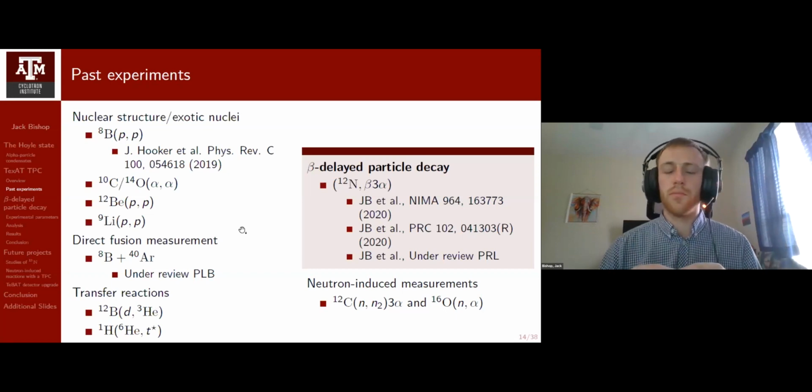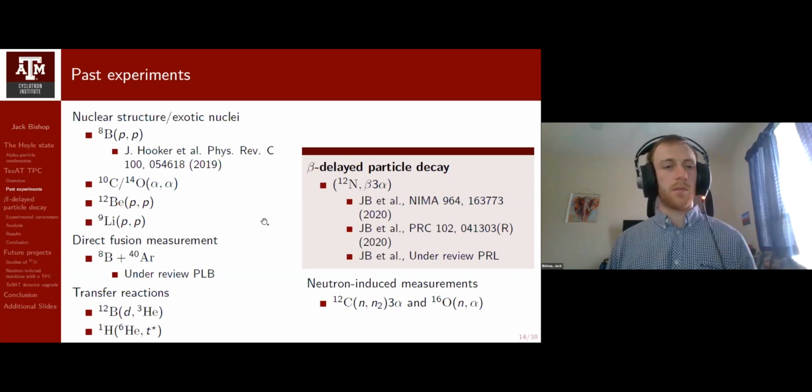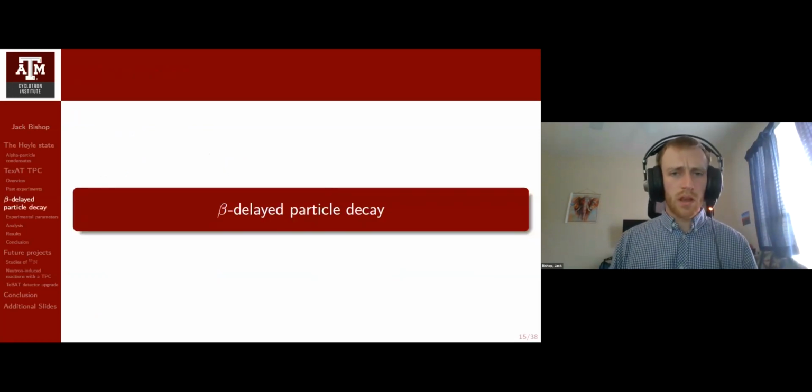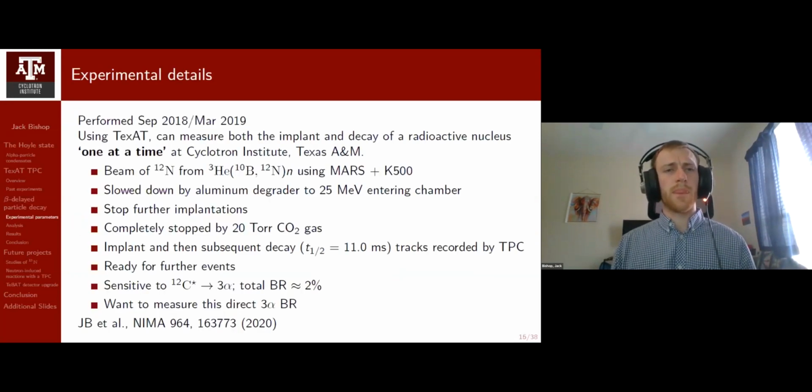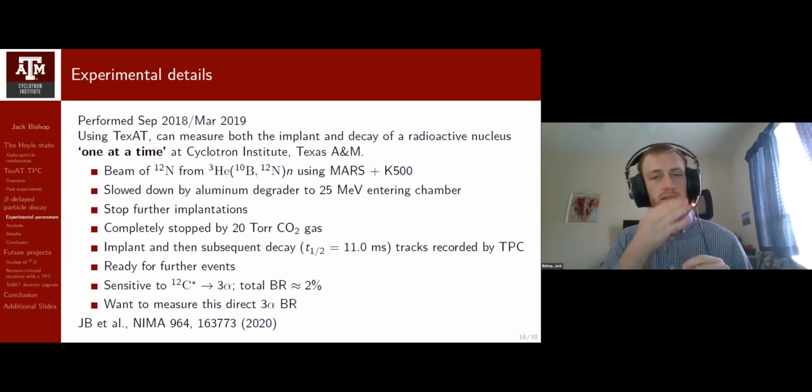What I'm going to talk to you about today is the specific application of TexAT looking at beta-delayed particle decay. And this is detailing some work which was published last year, and hopefully we'll have another publication released soon. So what is this beta-delayed particle decay? This is an experiment that we started in September 2018, and finished in March 2019. The idea is that using TexAT, we want to measure both the implant and the decay of a radioactive nucleus one at a time at the Cyclotron Institute, Texas A&M.